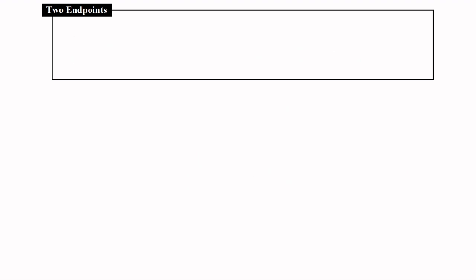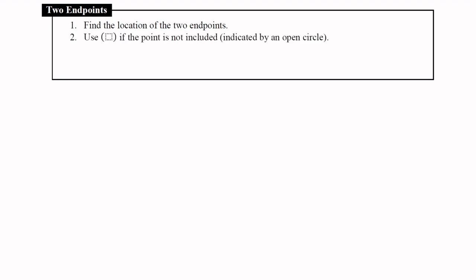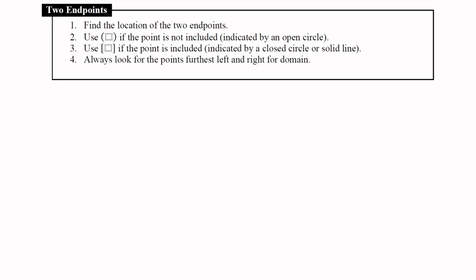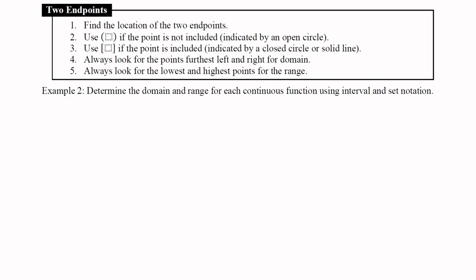So let's talk about the different situations that you will have when looking at a continuous function. So the first one is two endpoints. First, you're going to find the location of the two endpoints. You're going to use parentheses if the point is not included, indicating by an open circle. You're going to use brackets if the point is included, which is indicated by a closed circle or a solid line. Always look for the points furthest left and right for the domain. Always look for the lowest and highest points for the range.